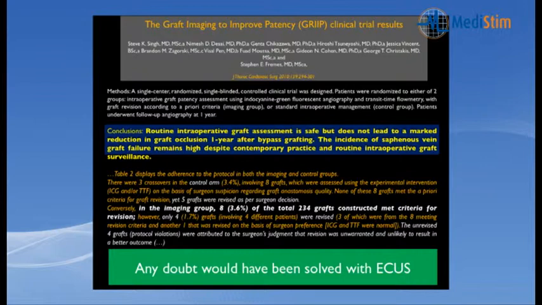I would add to this paper, any doubt would have been solved with EACTS. So it is not true that intraoperative graft verification doesn't mean anything. This is the proof that it's definitely mandatory and it's useful to assess the graft patency. But a second very important question is, does the surgeon have the attitude to use EACTS?